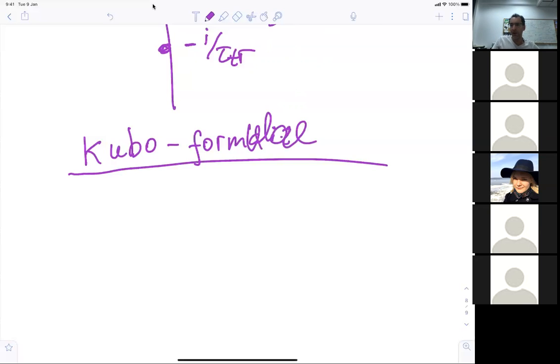Now, normally, the Kubo approach is a microscopic approach based on many-body formalism. However, and this is something that I would like to show now, in this particular case, there is a very simple version of Kubo response. This is something which is called the classical Kubo formula.